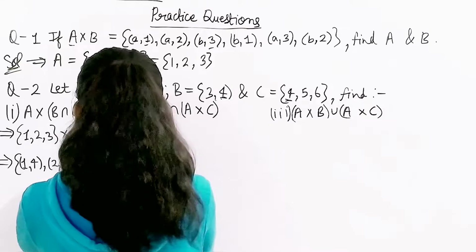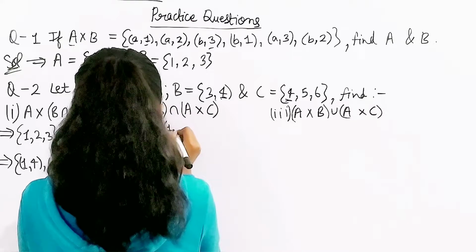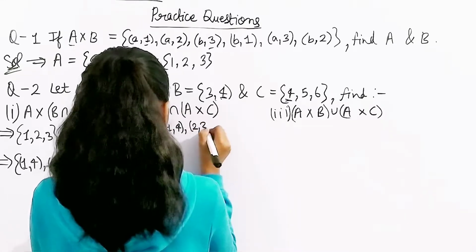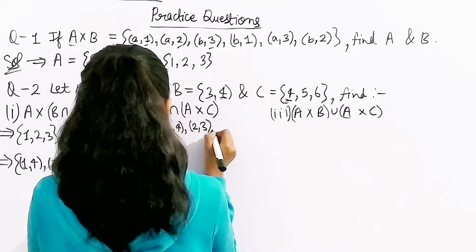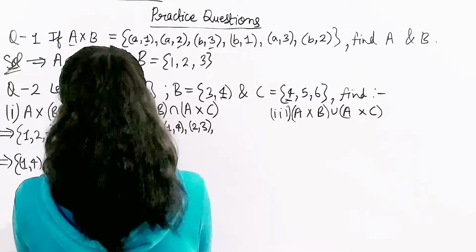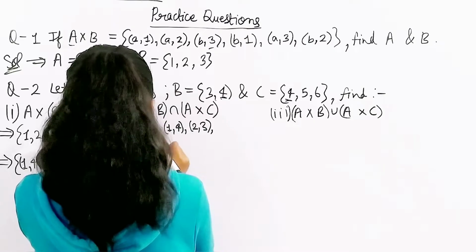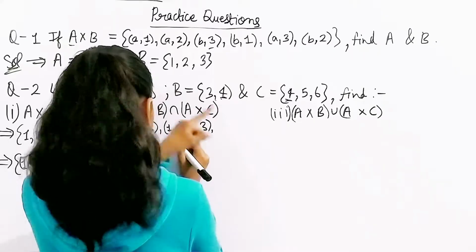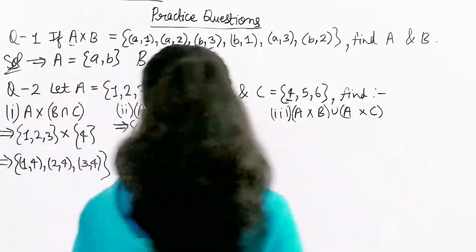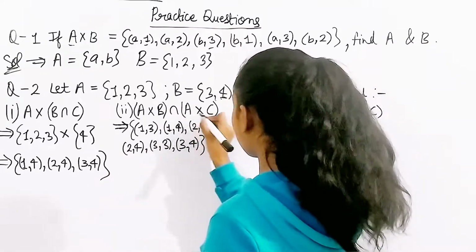1, 2, 3. Then 1, 2, 4. Then 2, 2, 3. And then 2 to 3 and 2 to 4. And then 3 to 3. And then the final 3 to 4. Okay, so this is A cross B. It's actually big. So now we're going to have a look at the A cross C.